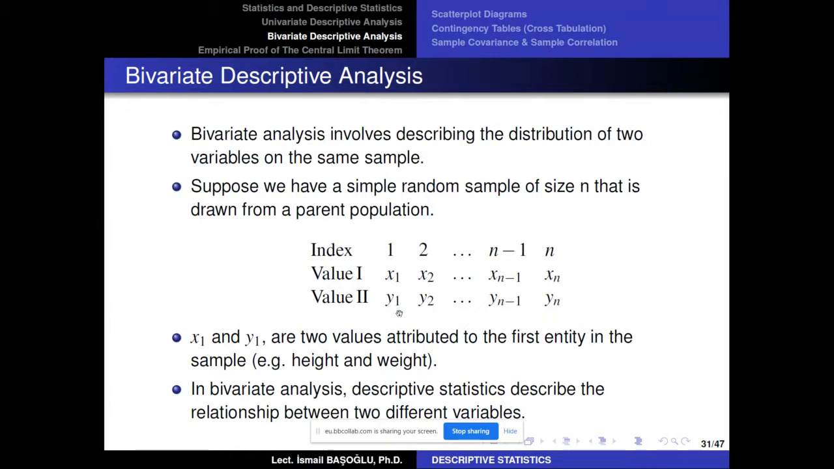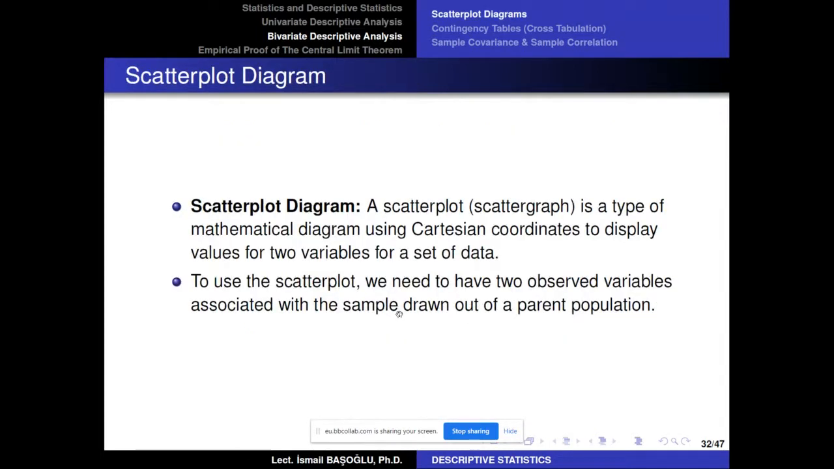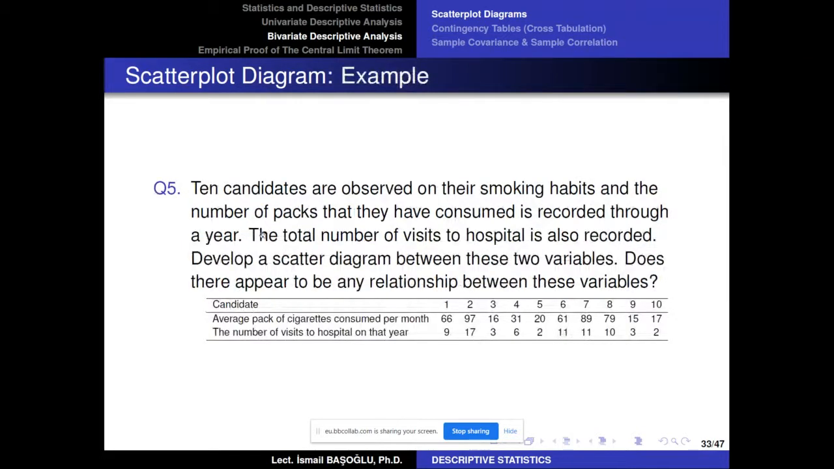If the plotted points, these scattered points over the two-dimensional space, form a pattern, or a significant behavior that shows a pattern, then we can say that there is a certain relationship between these two variables. Now, we need to see this in the following example.